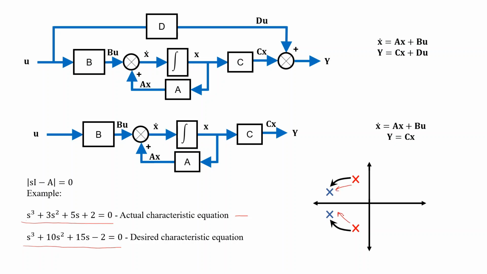So there are many methods to shift the poles of the system, but the pole placement technique is used to place the poles exactly where we want. We can pinpoint the location where we want to place our poles with the help of the pole placement method.